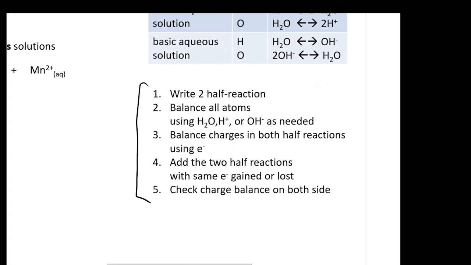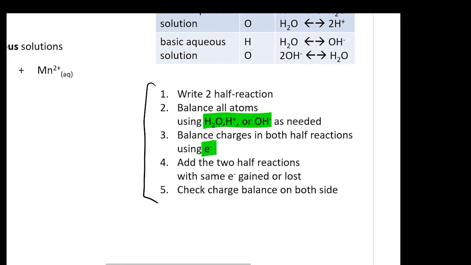Once you identify what kind of solution you have, the first step is to write out the two half reactions. The second step, once you have two half reactions, is to balance all atoms using either H2O, H+, or OH- if you have basic solution. And then once you balance all the atoms, you balance the charges using electrons. So let me highlight the things that we're going to add in. Once you balance the charge with electrons in both half reactions, you balance the total electrons you have in the two half reactions, and then you're just adding them up.